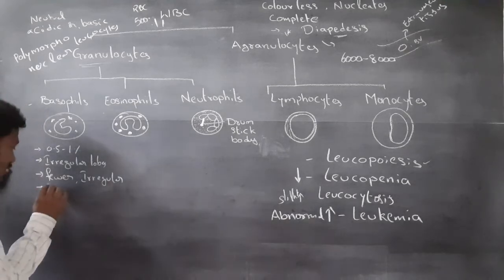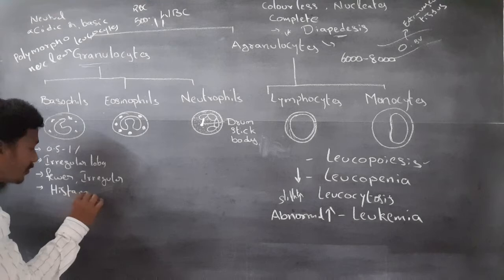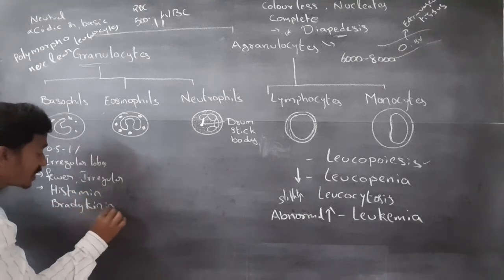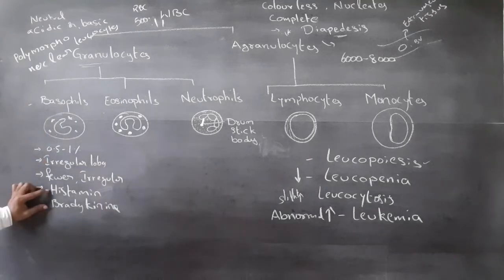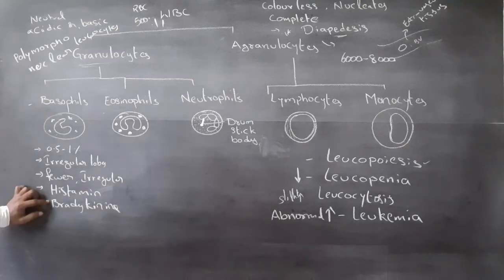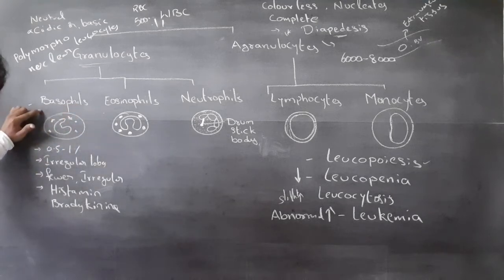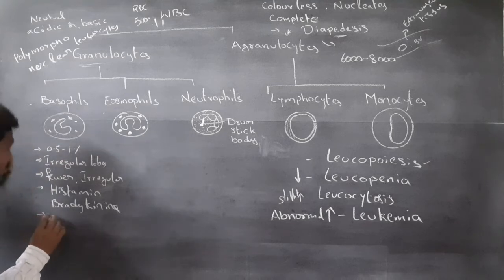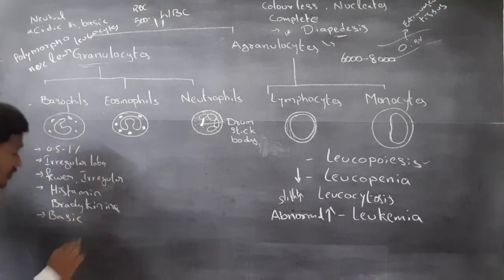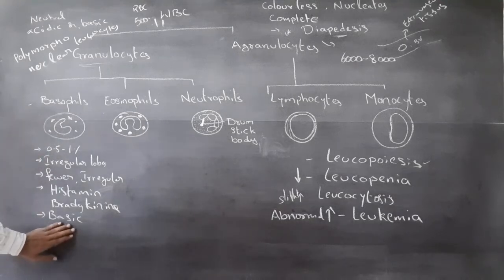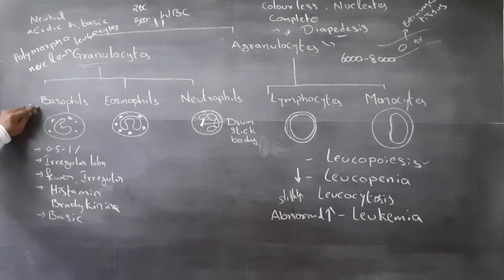Basophils produce histamine and bradykinin. These also produce mast cells. Histamine and bradykinin are vasodilators. The cytoplasmic granules take basic dyes. So these are called basophils.